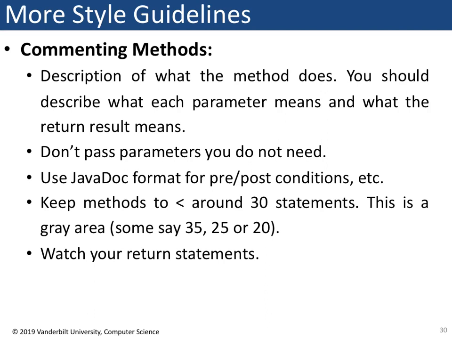Keep methods short. Somewhere around 30 statements. Less than 30 statements would be better. Methods should be small, compact portions of a program that are readily reusable, not a large section of the program that you have relegated to a method. So keep them short, somewhere around 20 to 30 lines. 35 is getting a little high in my opinion.